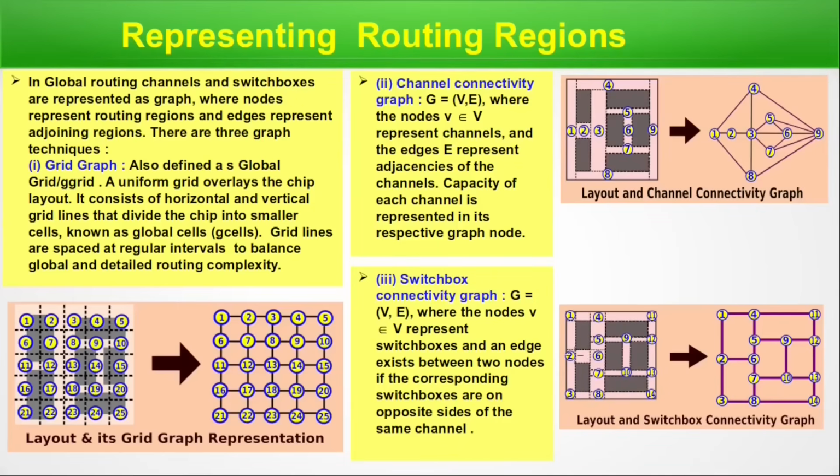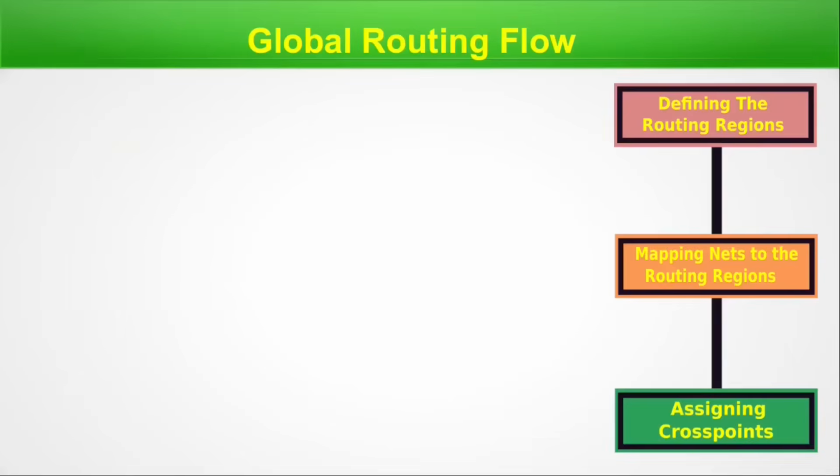This is a channel and these are the opposite sides of the same channel, and the edge between these two is connected when an edge exists between two nodes. If the corresponding switchboxes, this one switchbox and these two switchboxes, are situated just opposite to each other, that is the switchbox connectivity graph. These are the three representations: grid graph, channel connectivity graph, and switchbox connectivity graph. So we are done with this slide. We will move to the next slide.